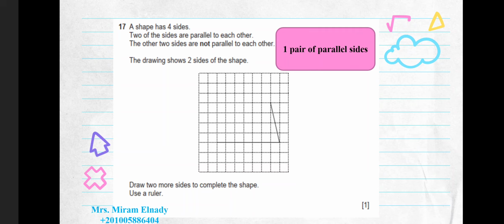So let's complete the drawing for a trapezoid. Here it is. These lines are not parallel. These lines are parallel. Remember, you cannot draw a parallelogram. It cannot be a rectangle, but some people will think, oh, it looks like a parallelogram. No, you cannot draw a parallelogram. It will not be correct because a parallelogram has 2 pairs of parallel sides. Here we have only 1 pair of parallel sides.